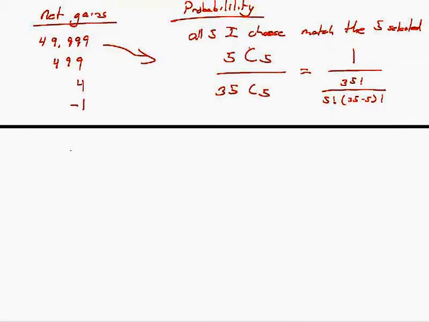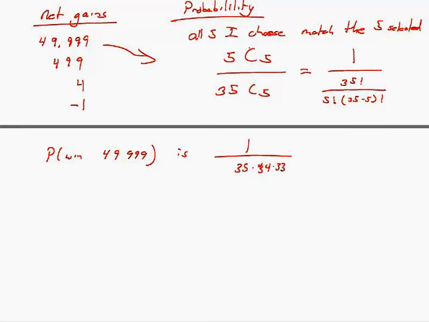So we have that the probability of winning $49,999 is 1 over this number. And so if you simplify this, we've got 35 times 34 times 33 times 32 times 31 times 30 factorial, simplified down to the largest factorial in the denominator, 5 times 4 times 3 times 2 times that 30 factorial. We know those 30 factorials are going to cancel each other out. And now I just have to reduce this down.